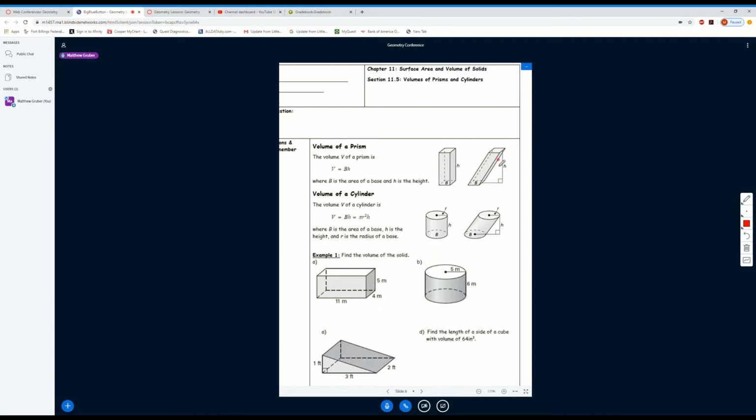So based on what type of shape you have for the bottom of a prism, if it's a square, you're going to find the area of a square, multiply by the height. If it's a rectangle, find the area of the rectangle, multiply by the height, and so on and so forth.